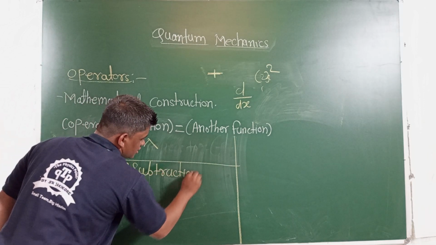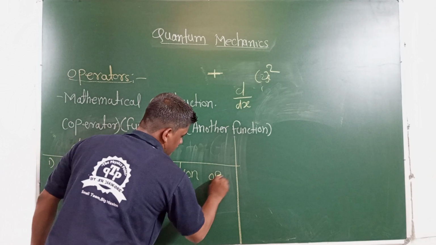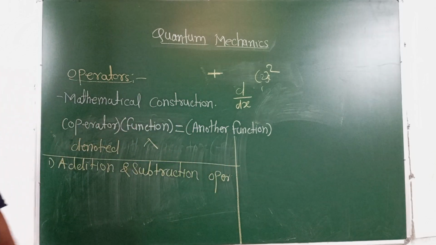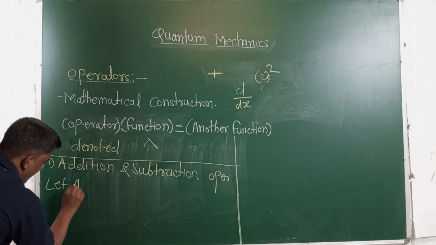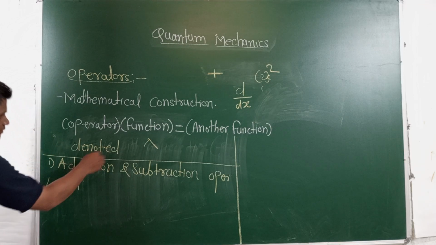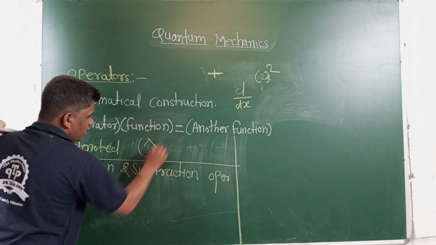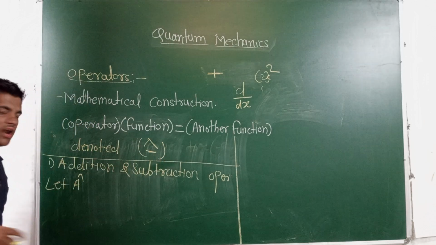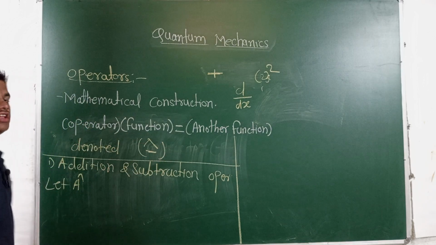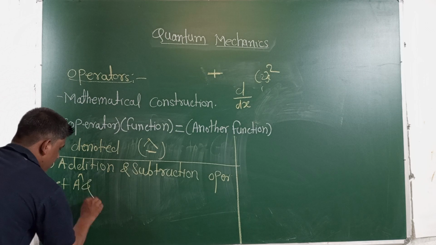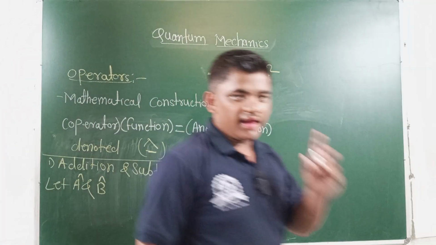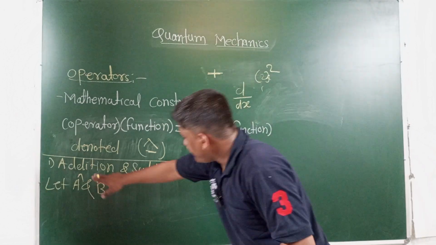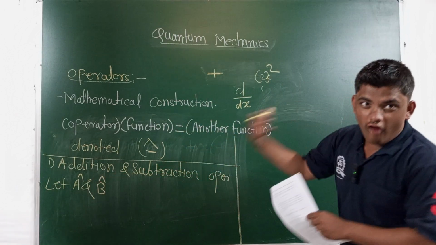Addition and subtraction of operators. Let a cap be denoted, anything with a cap on it. If we put a cap on some word here, it becomes an operator. Then b cap. a cap and b cap are the two operators, and we consider addition and subtraction of these operators.